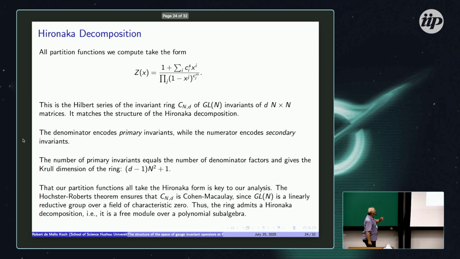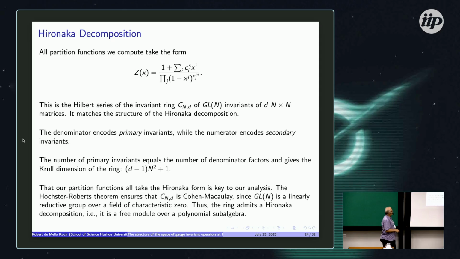Okay. So now let me make some general comments. In invariant theory, these partition functions, or these Hilbert series that we found, take what's called the form of the Hironaka decomposition, and there's a Hironaka decomposition for the invariant rings. We've been calculating the Hilbert series of the invariant ring of GLN, or UN, you can say UN if you like, of D matrices, D n by n matrices. And this is the structure of the Hironaka decomposition. The denominator encodes the primary invariants, while the numerator encodes the secondary invariants.